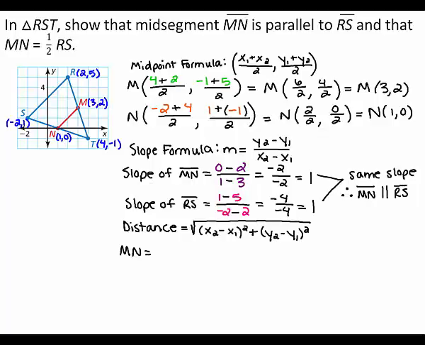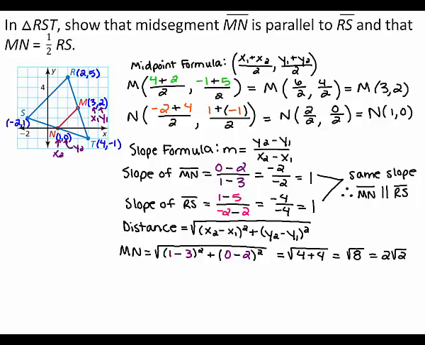To find the length of segment MN, again let x1 equal 3, y1 equal 2, x2 equal 1, and y2 equal 0. You can substitute these values into the distance formula. When you simplify, 1 minus 3 quantity squared gives you 4, and 0 minus 2 quantity squared gives you 4. 4 plus 4 gives you 8, and the square root of 8 is equal to 2 square roots of 2. So, the length of segment MN is equal to 2 square roots of 2.